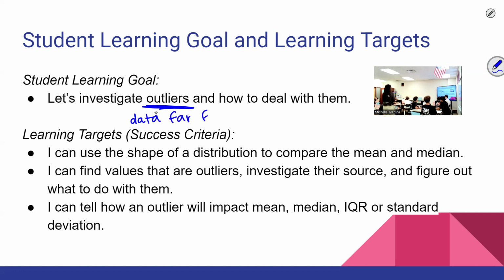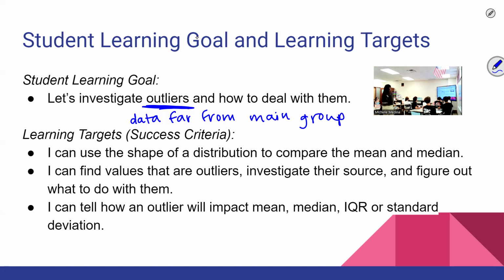Okay, so data far from the main group, if you will. Like an outcast, far from others. It could be on one end, it could be on the other end. Can outliers be in the middle? No, so outliers pull the data in one direction.